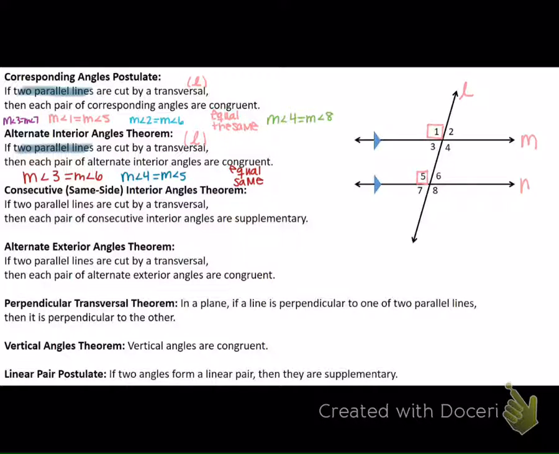Okay, if two parallel lines, again, notice it's only if the lines are parallel. If two parallel lines are cut by a transversal, and we're calling our transversal L, then each pair of consecutive interior angles is supplementary.